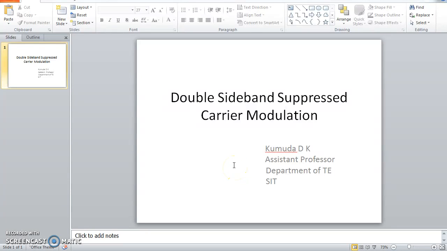Hi, welcome to the next video on LabVIEW. In this video, I'll be showing the modulation of a double sideband suppressed carrier.